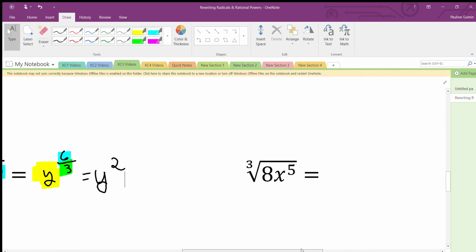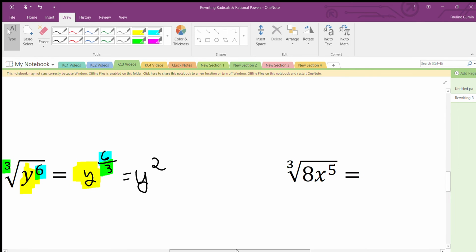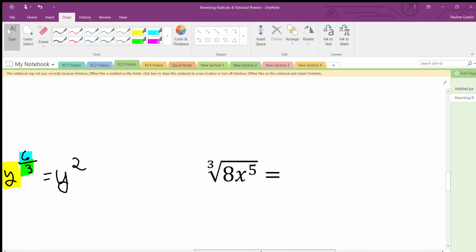Ooh, this problem's a little different. So this has a number and a variable there. This means that everything under the radical gets the root. So the 8 and the x. We have 2 bases. Let's do the first base. Let's do 8 first. The exponent that 8 has is that invisible 1. Next, the root is 3. So 8 to the power of 1/3.